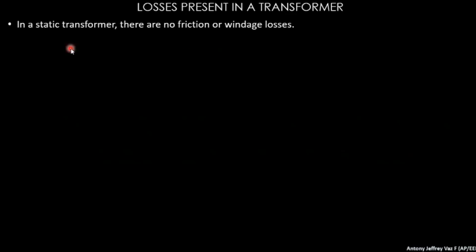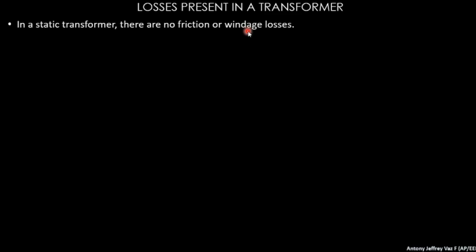Okay, a transformer is a static machine. There is no friction or windage loss. If you see a motor, this motor will have friction while rotating. Each and everything which is rotating has a friction. But a transformer is a static machine. It is not going to rotate anywhere or move. So there is no friction.